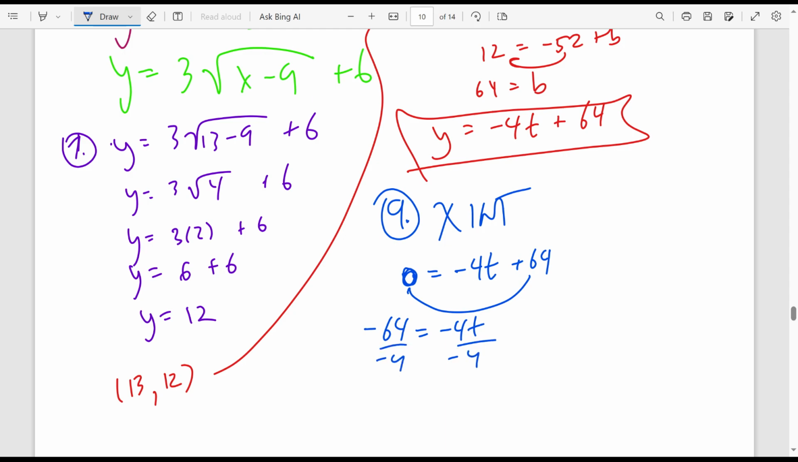When you say 4t, it sounds like 4d. Yeah, 4t. I would change it to x for you if you wanted me to. So then the time is 16.